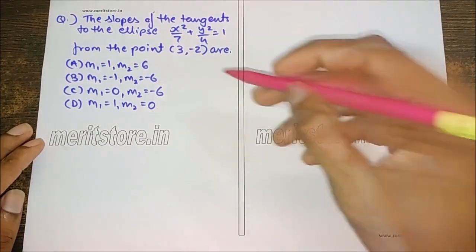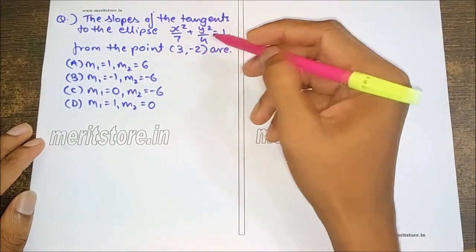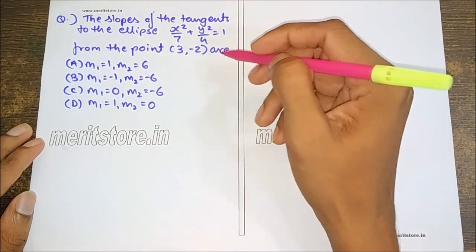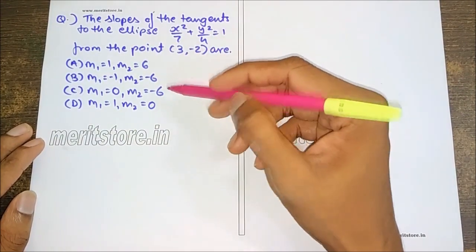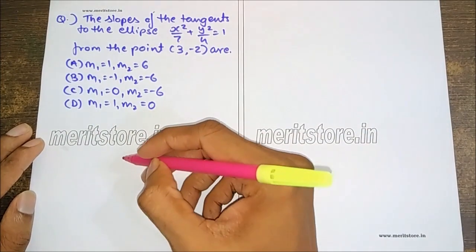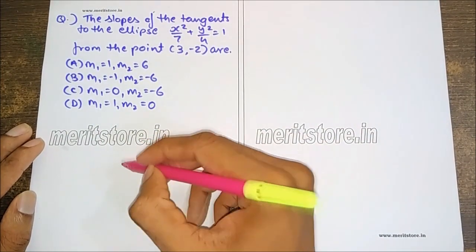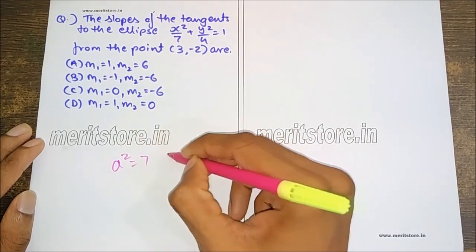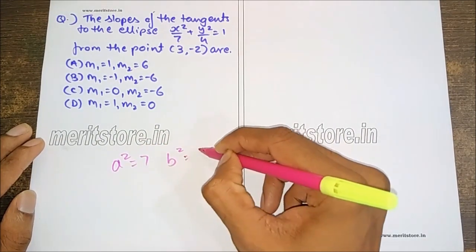The slope of the tangent to the ellipse x square upon 7 plus y square upon 4 is equal to 1 from the point (3, minus 2) are. We are given 4 options over here. Here a square is equal to 7. If we compare with the standard equation of ellipse, we get a square is equal to 7 and b square is equal to 4.